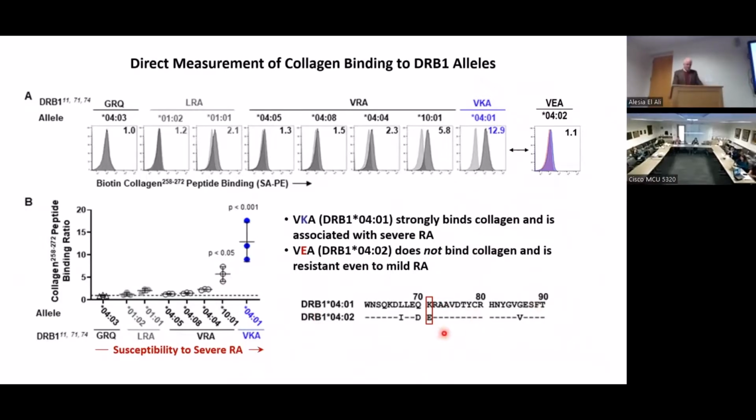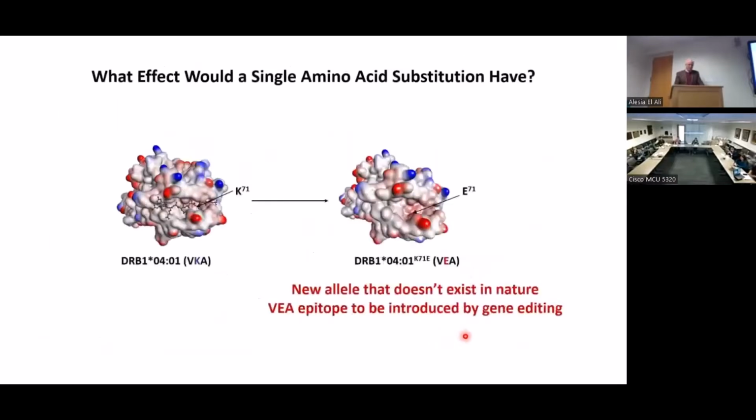But in fact, these two differ by 4 amino acids. So what we really want to do is just do site-directed mutagenesis and change one amino acid. So we're taking 0401, which has that VKA epitope, and changing it to K71E. So we're changing a lysine to a glutamic acid in this position. So that's the only difference between these two. Now, this is a new allele that doesn't exist in nature.